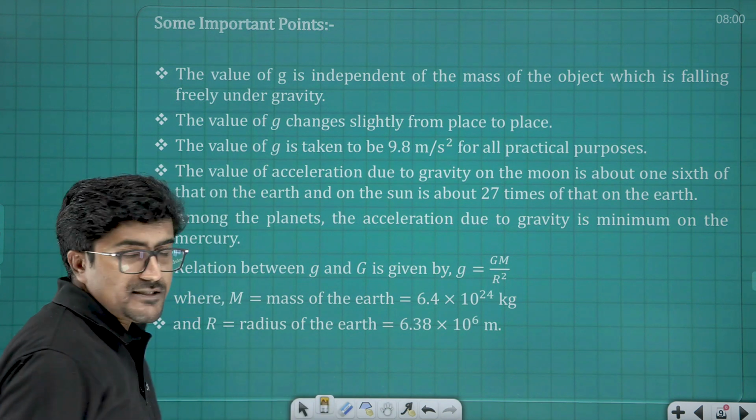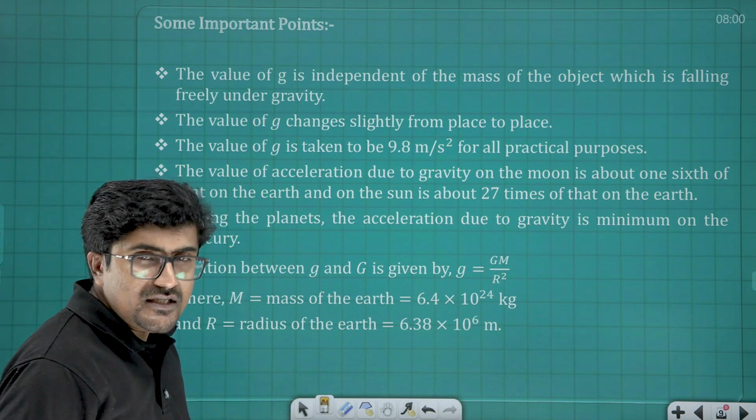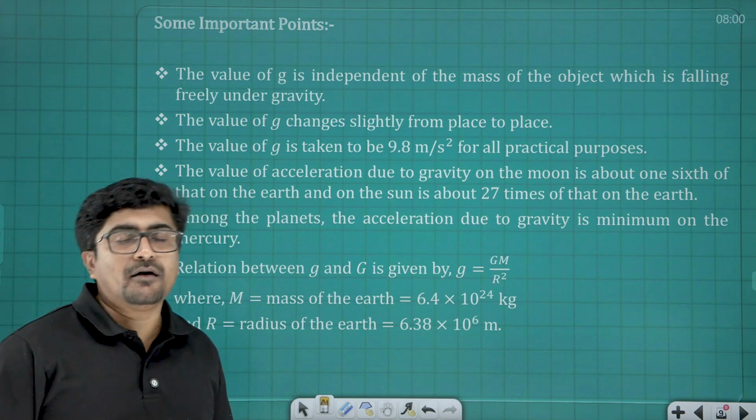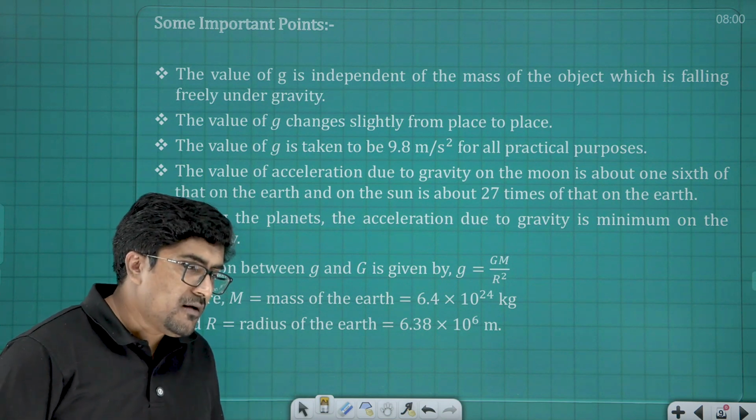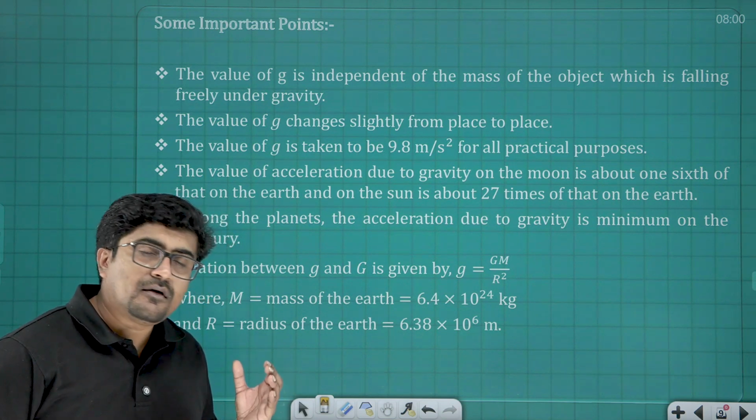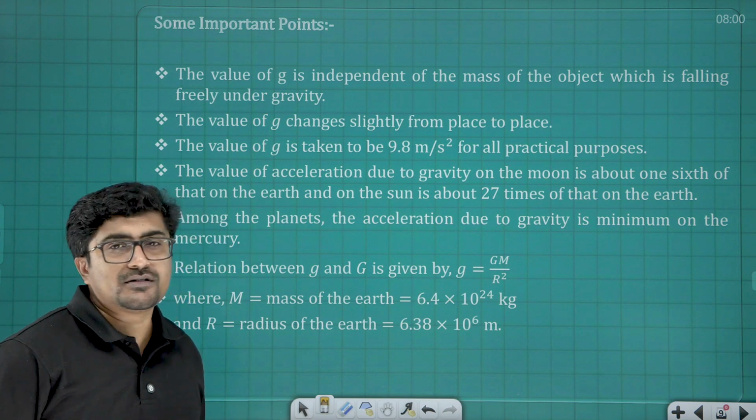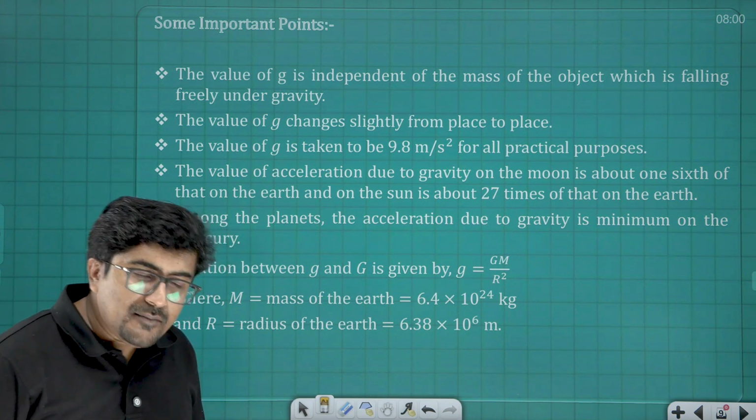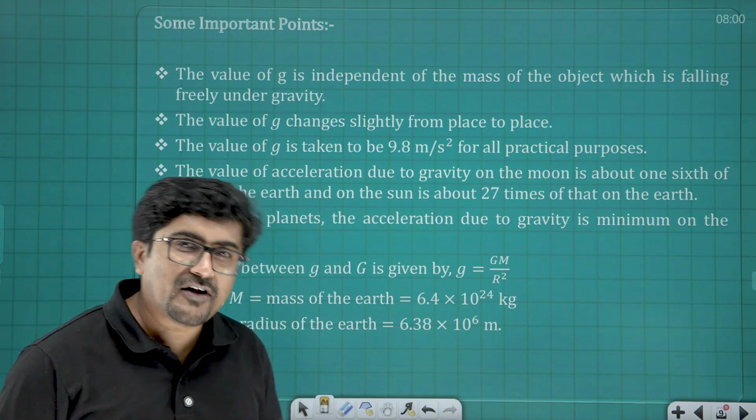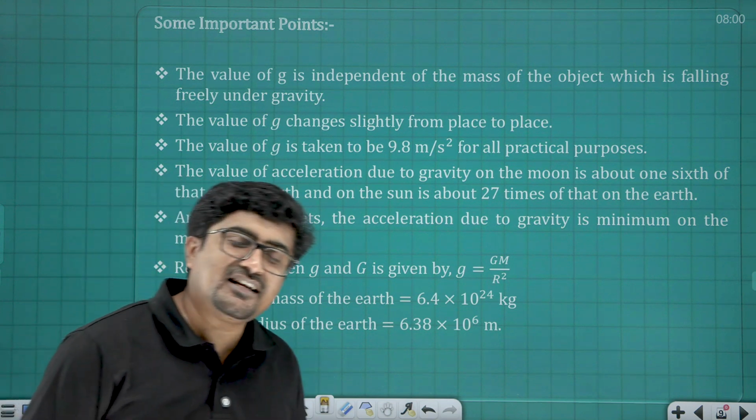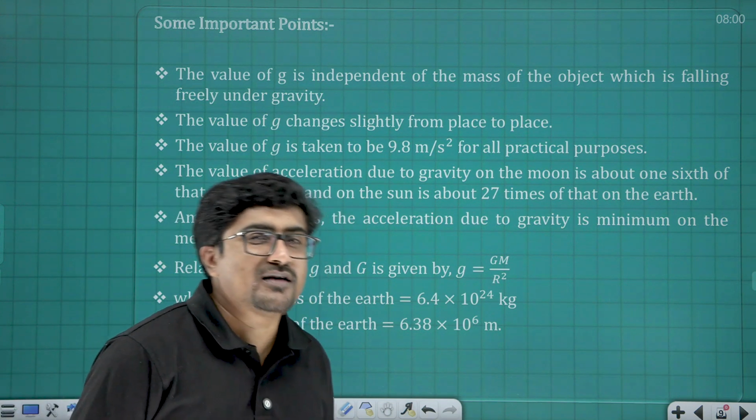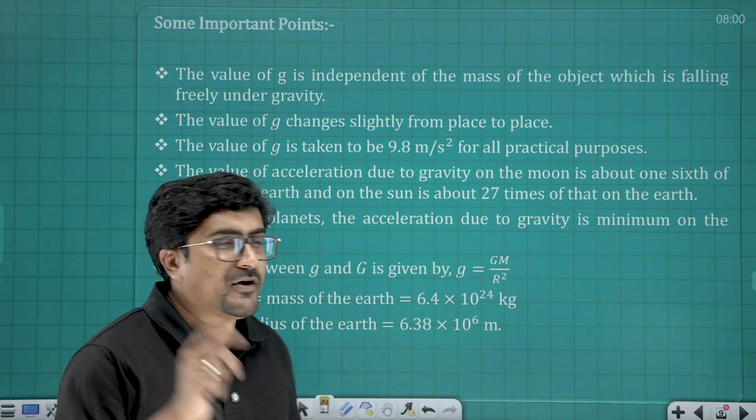The first one is acceleration due to gravity is independent of the mass. For example, if a 100 kg mass is falling towards the earth, and another feather is also falling towards the earth, the acceleration experienced by these two masses is going to be the same. That is point number 1.